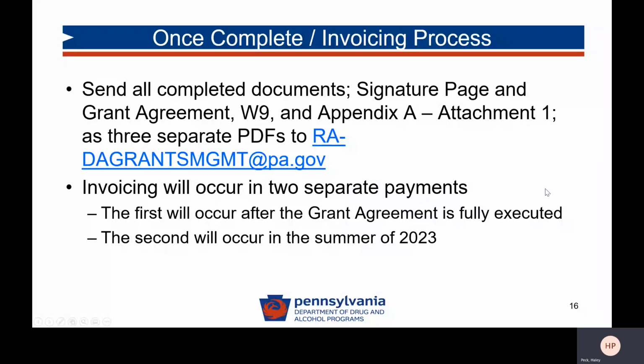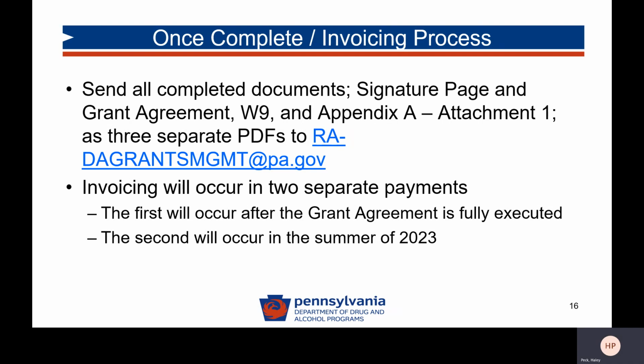All right, so once all of these documents are complete, save them, and you're going to send them back as 3 separate PDFs. So make sure they're not all combined into one. The first PDF will be the signature page in the grant agreement. You have the W-9, and then the Appendix A Attachment 1. Also, please keep in mind, remember to send the emails with your vendor management number and your banking number that vendor management provided back to you.